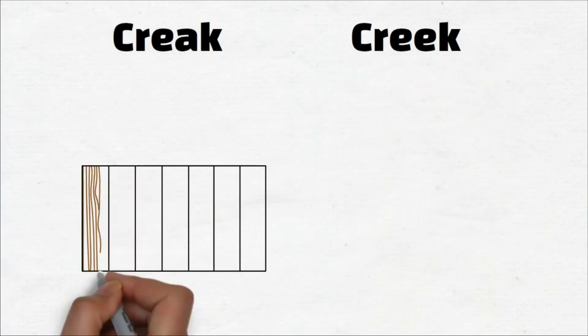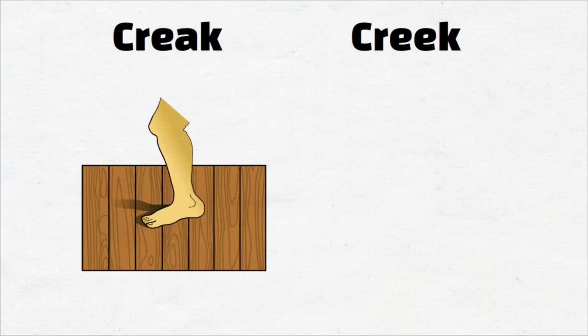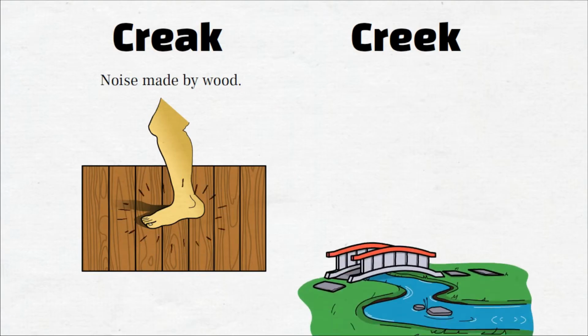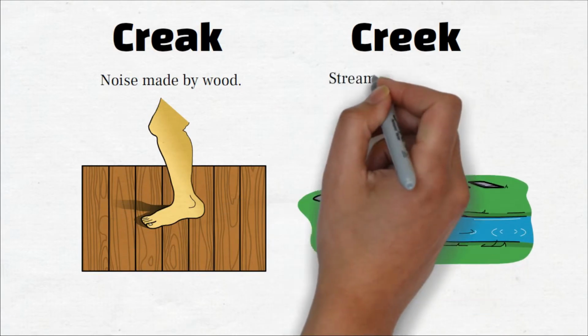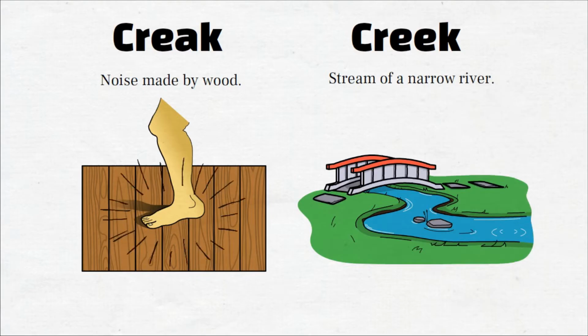Creak. The first one is a noise made by wood. The second is a stream of a narrow river.